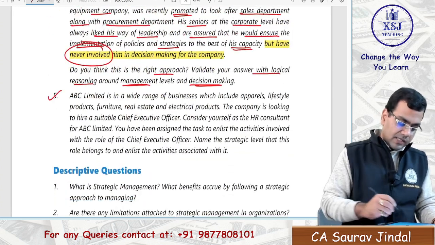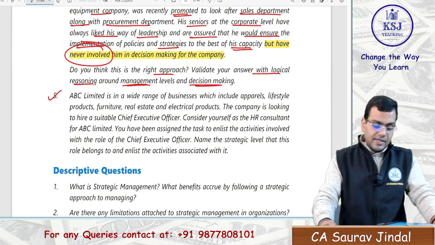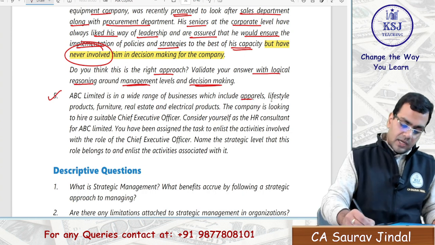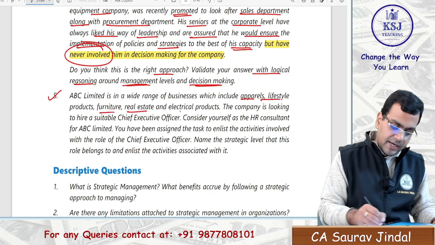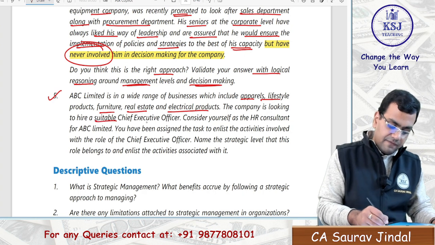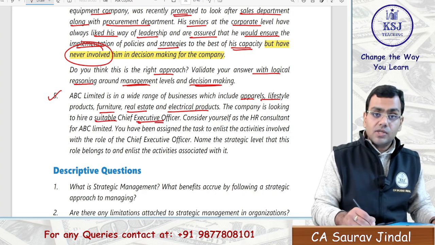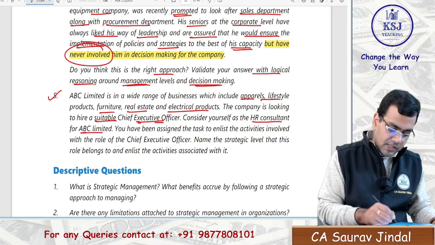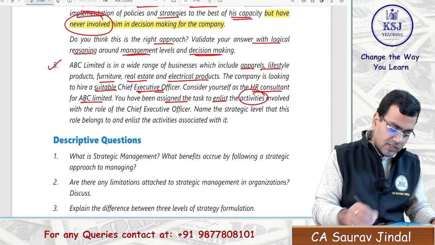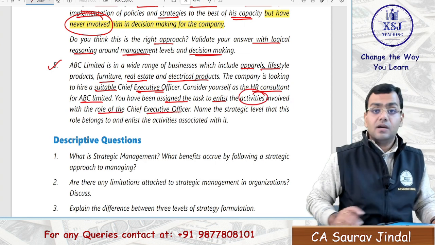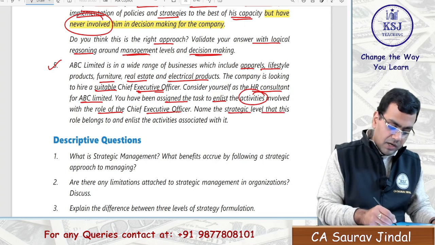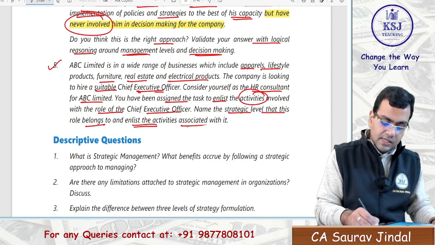Let's move on to the last one. ABC Limited is in a wide range of businesses, which includes apparels, lifestyle products, furniture, real estate, and electrical products. The company is looking to hire a suitable chief executive officer. Consider yourself as the HR consultant of ABC Limited. You have been assigned the task to enlist the activities involved with the role of chief executive officer. Name the strategic level that this role belongs to and enlist the activities associated with it.